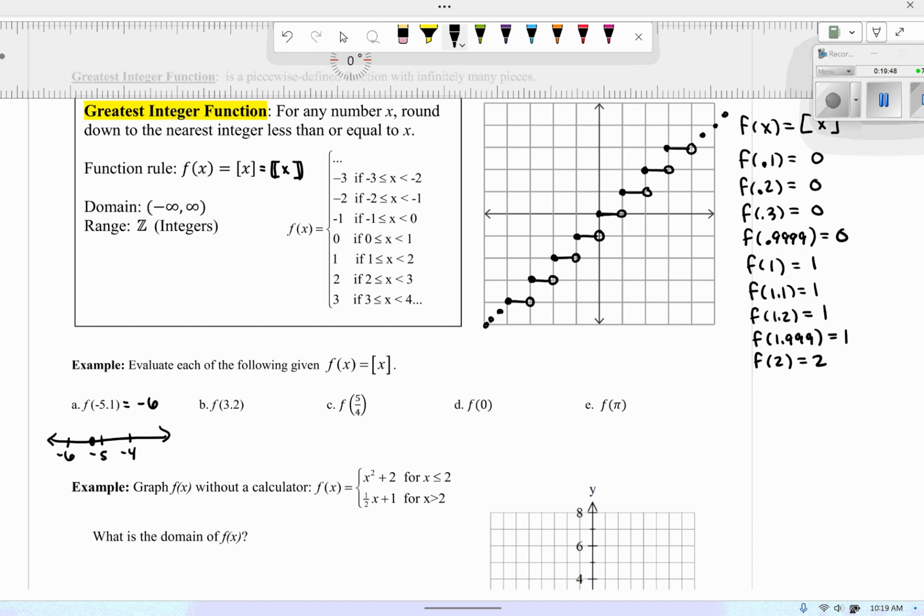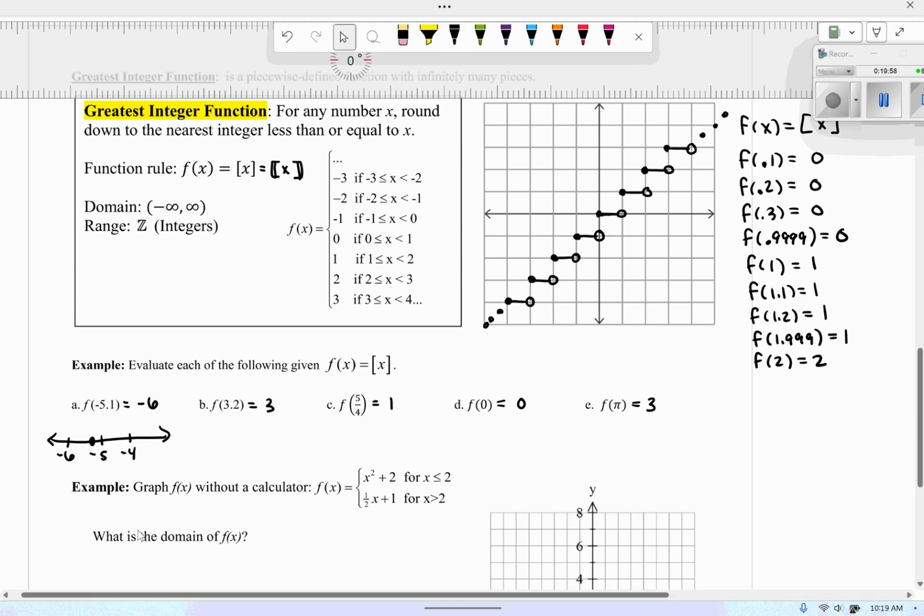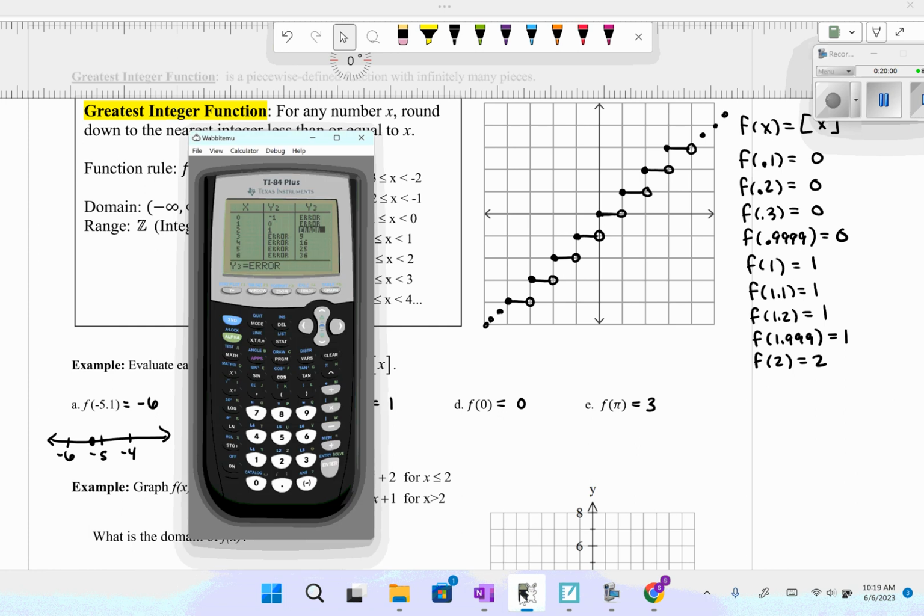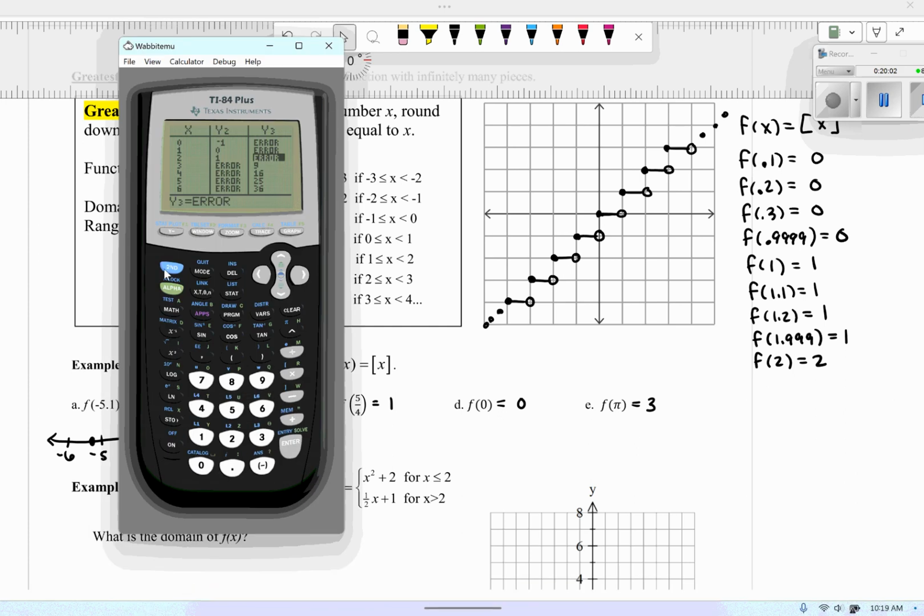So 3.2 rounds down to 3. 5/4 would round down to 1. 0 is an integer, so that's just 0. Pi we know is 3.14, so that rounds down to 3. And there is a place in your calculator where you can also go to get the greatest integer function.